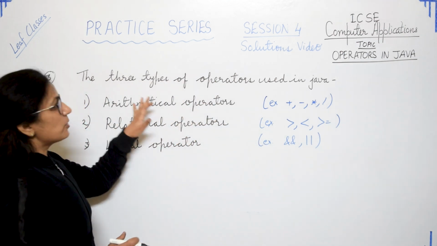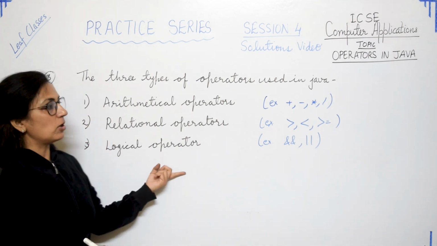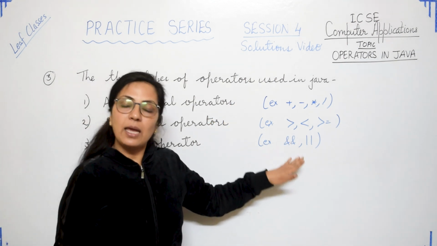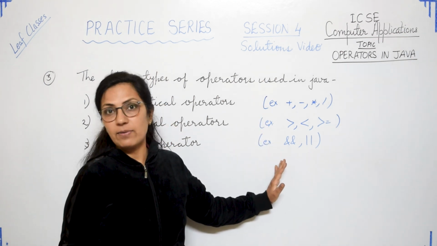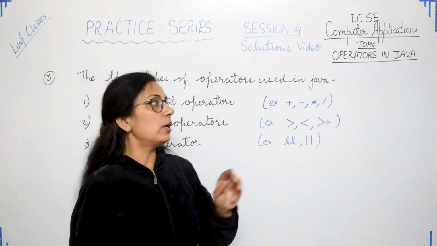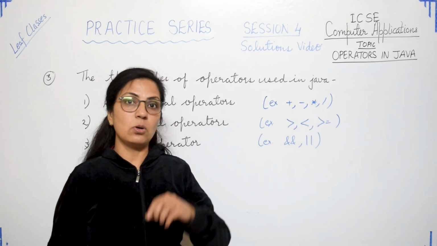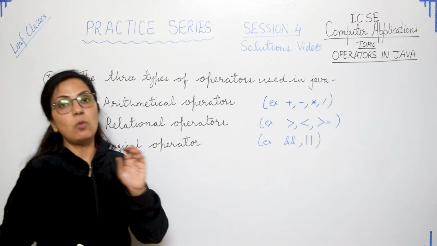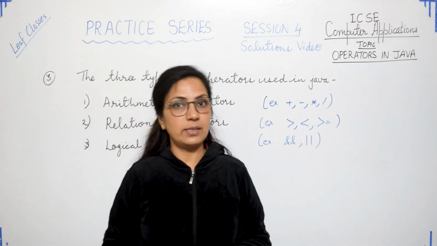So here the 3 types of operators used in Java are arithmetical operators, relational operators and logical operators. Here I have written these examples so that in case the examples are asked in the question, then only you will write these examples, otherwise there is no need. And when 3 types of operators are asked, you will not write less than, greater than and equals to. These are not the 3 types of operators. So the 3 types of operators are these. Please read the question carefully, and just write what is asked. Anything else is not required in the answer.